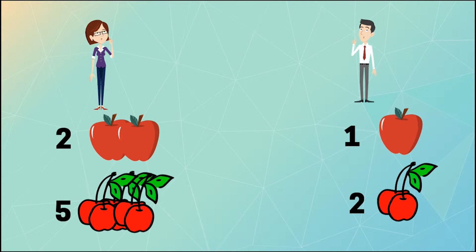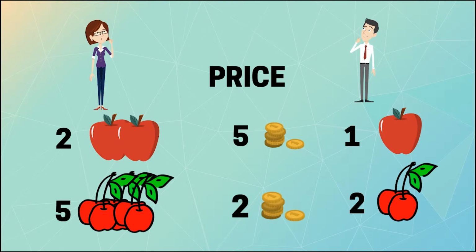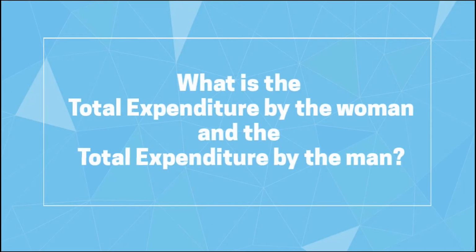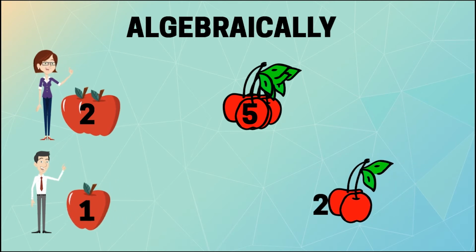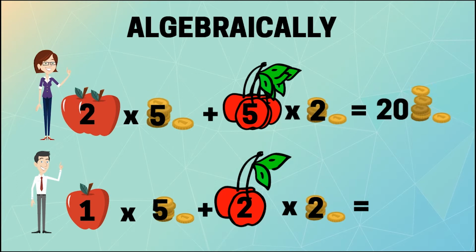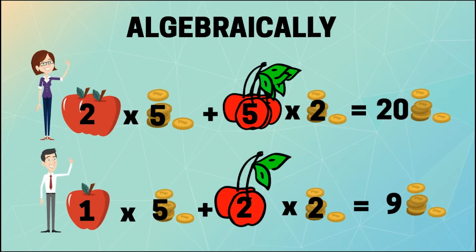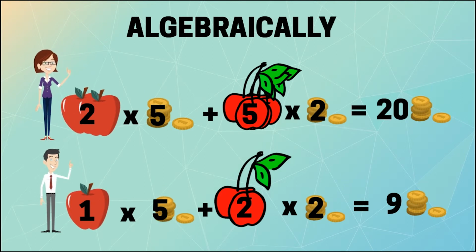If we have additional information about the price of apples and cherries, and the price of apple is rupees 5 per unit and the price of cherry is rupees 2 per unit, what is the total expenditure by the woman and the total expenditure by the man? Algebraically, total expenditure may be found out as follows. Total expenditure by the woman is rupees 20 and total expenditure by the man is rupees 9. I would ask you to pause the video and understand the algebra before proceeding further.